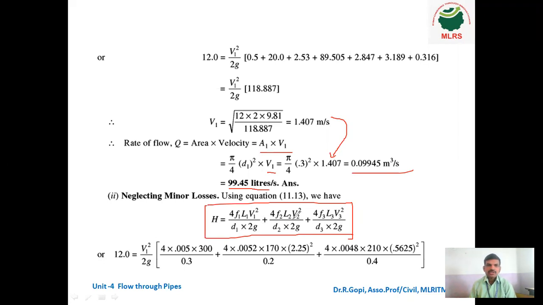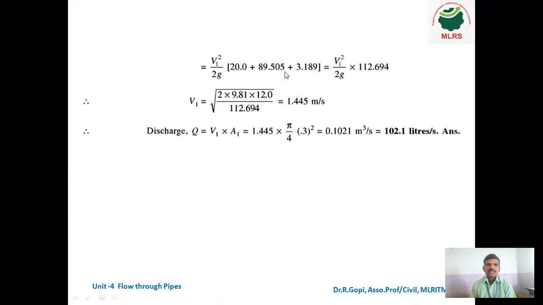So substitute all the values. Here V2 is equal to 2.25 times V1, so V1 we can take common. So 2.25 square, that is 0.5625, and V1 is the common term. Simplify, the only unknown here is V1. All the other terms are known values. So V1, finally we got, is equal to 1.445 meter per second.